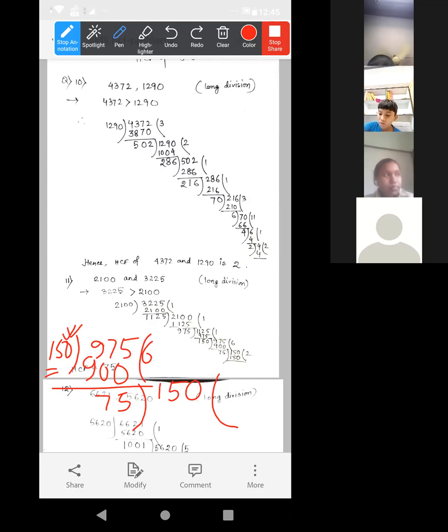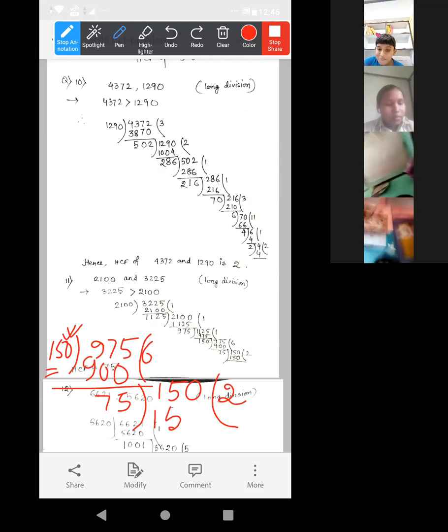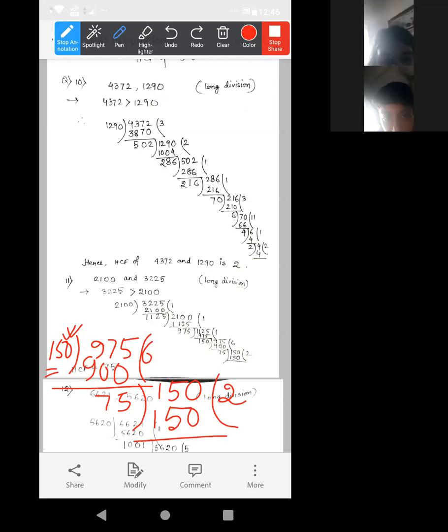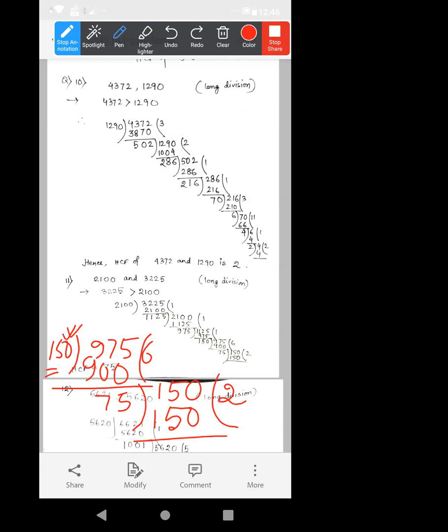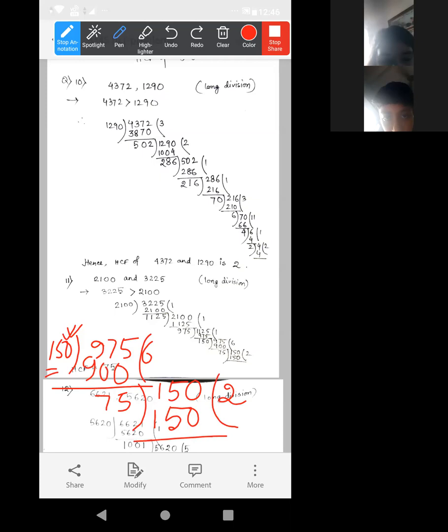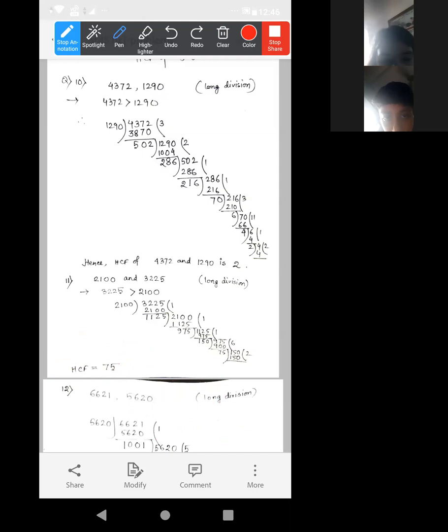Shayon Haldar, understood? What are you doing? Ma'am, yes, ma'am. Okay, Shayon, keep your camera on and say, have you understood? Yes, ma'am. Okay, Orpon, Soumojit, keep your camera on. Acha, Riazuddin and Kazi, clear to this one? Yes, ma'am. So the HCF is 75.